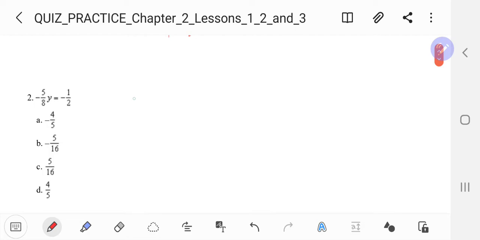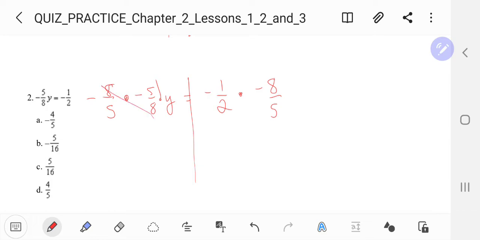Moving on, same type of problem. I'm showing my work neatly, trying not to make errors by being sloppy. Okay, I see my coefficient here is a fraction. So to get rid of that, I'm going to multiply by its reciprocal, which would be -8/5, multiplied by the other side by -8/5. All right, what I do to one side, I have to do to the other. That equals 1, so I get 1y, but I don't have to put the 1.